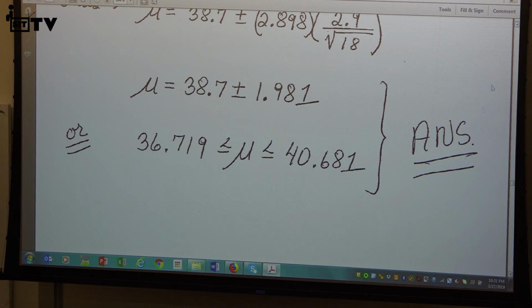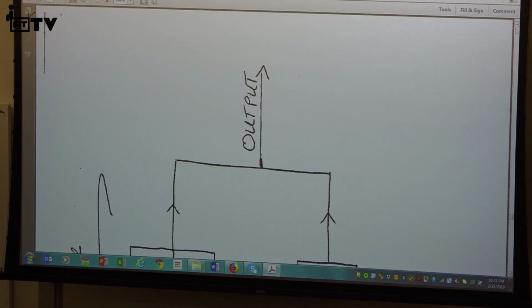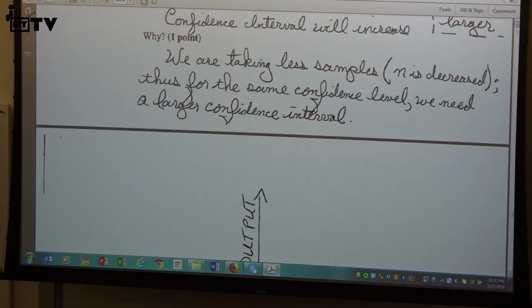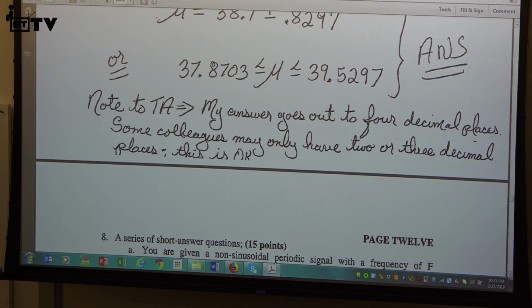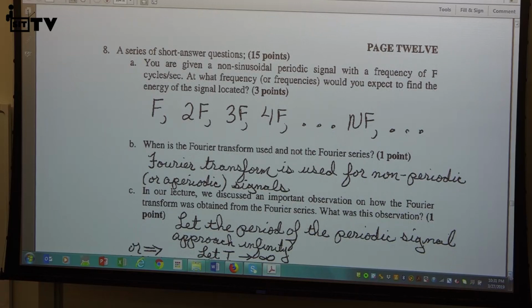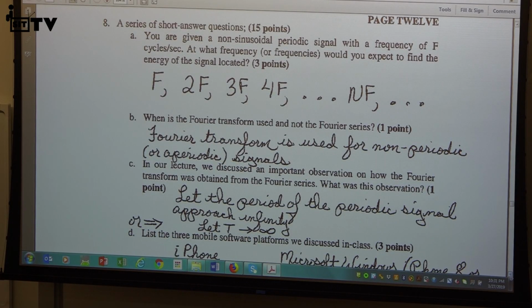All right, lastly, and I know you love these problems, which is why I give them to you. It's out of love. A series of short answer questions. Okay? So, you're given a non-sinusoidal periodic signal with a frequency f. Now, this we discussed in class. I told you this was coming.